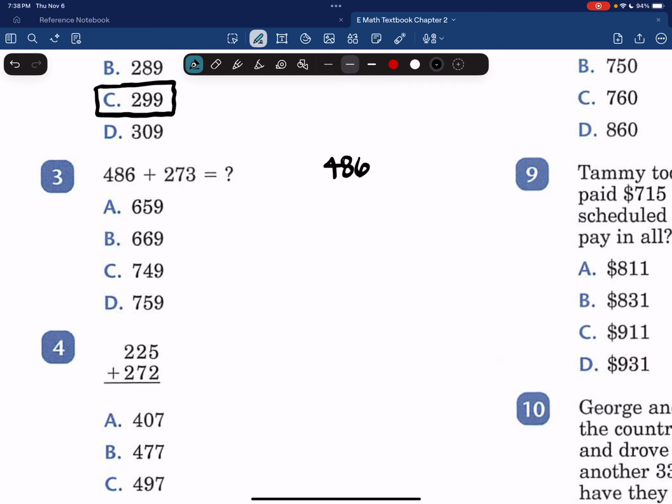486, 273. 6 and 3 make 9, so there's nothing to carry. 8 and 7 make 15. So I'll put down the 5 and I'll carry the 1 over to the flats column. Then 1 and 4, that's 5 plus 2 is 7. Use your fingers if you need them. And that is 759.